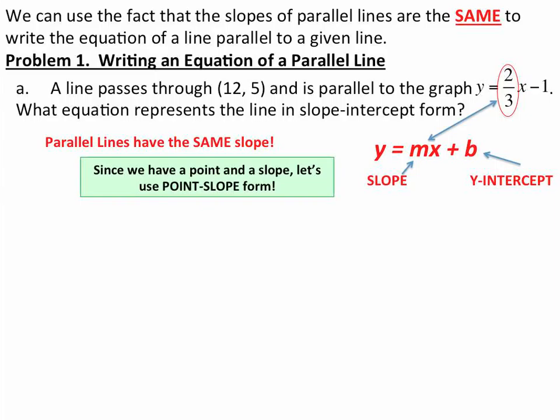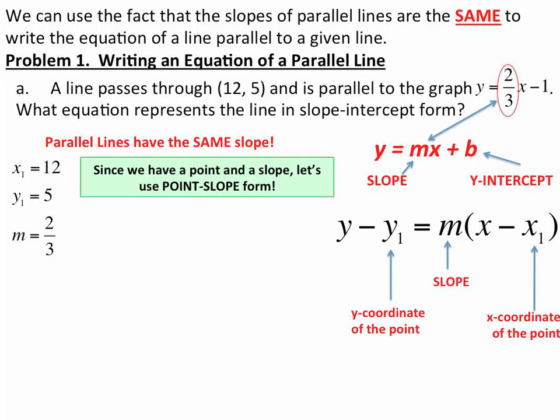And we have a point that it's going to go through. So we can use point-slope form because we have a point and a slope. The point would be (12, 5), and the slope would be 2/3. If we just put it into point-slope form, there's point-slope form again for you, it'd be y minus 5 equals 2/3 times x minus 12.